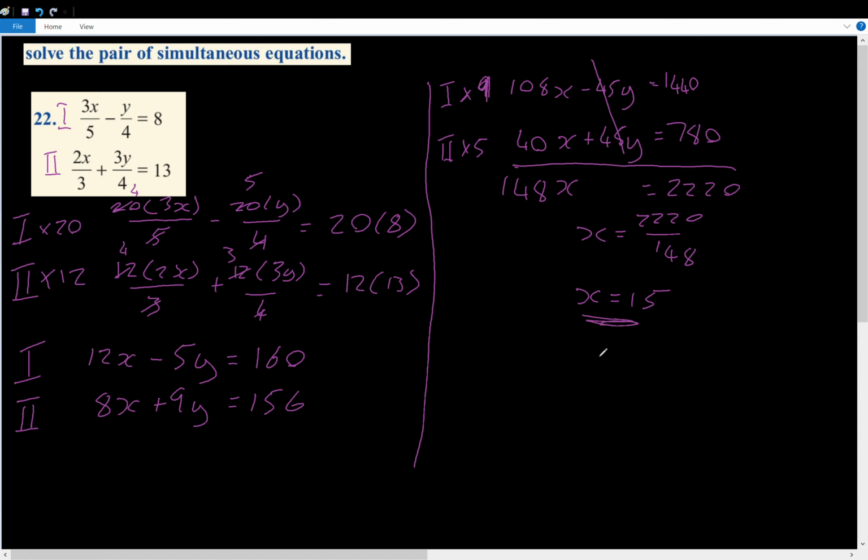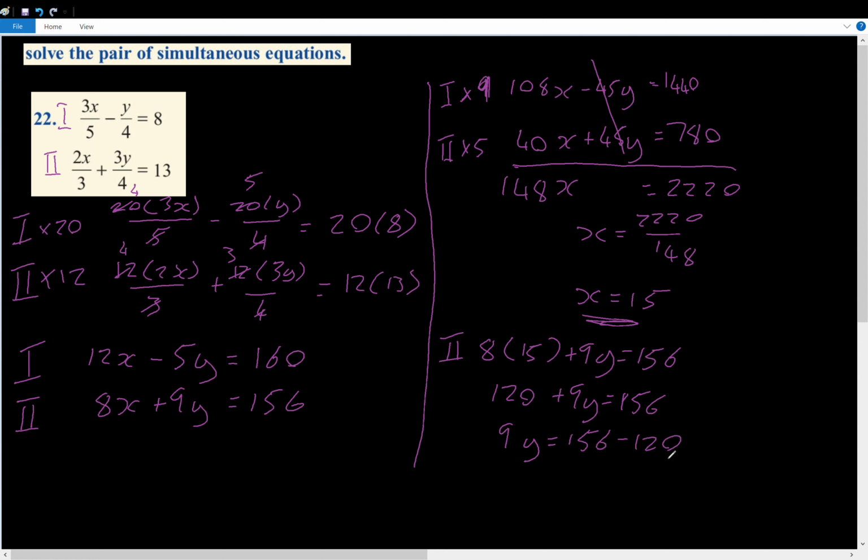And now in order to get our value for y, we're going to take our value for x and put it back into one of our modified versions of the equation, so either equation 1 or 2, and it doesn't matter which one, because we'll get the same value either way. So if we go back to equation 2, it's going to be 8 times 15 plus 9y is equal to 156. So 8 times 15 is 120. So we've got 120 plus 9y equals 156, which means that 9y is equal to 156 minus 120.